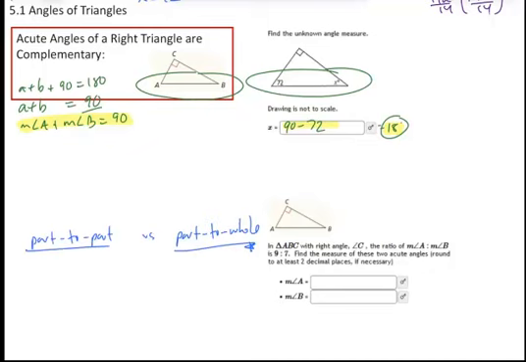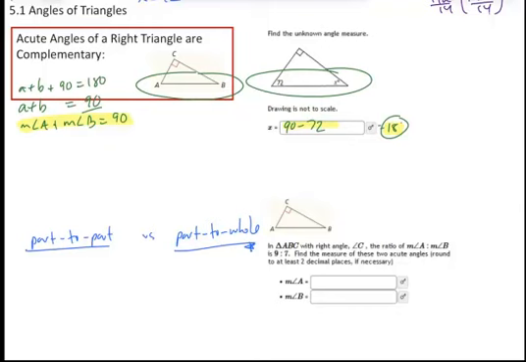How many are using part-to-part? Okay. How many using part-to-whole? I'm going to walk you through both, but I'm also going to, again, suggest being able to do this part to whole really simplifies what you have to do and allows you to answer the question pretty quickly and probably less likely to make a careless calculation mistake.